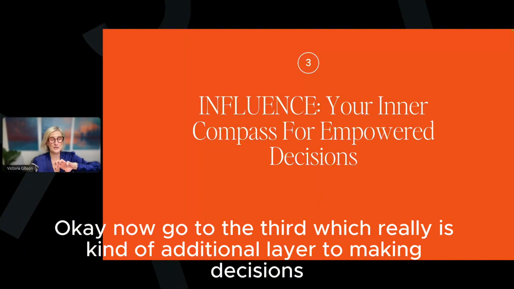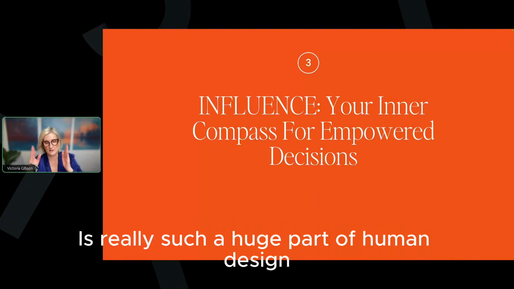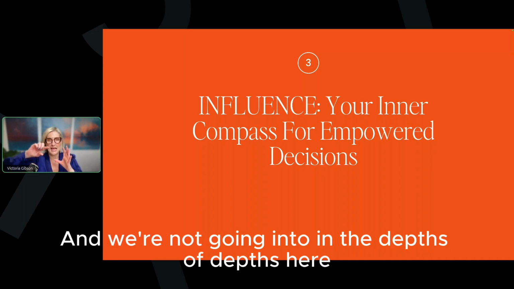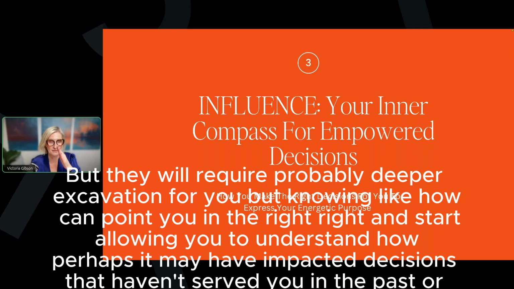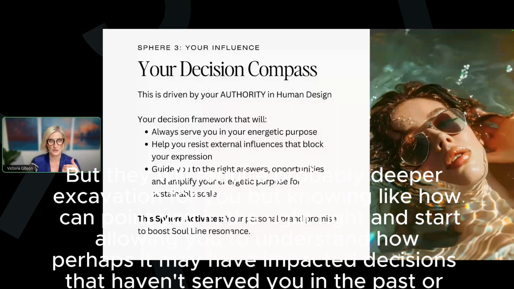Now, go to the third, which really is kind of the additional layer to making decisions. Authority is such a huge part of human design, and we're not going into the depths here. This is more just to keep these spheres together, but to point you in the right direction for using yours. It will probably require deeper excavation for you, but knowing how it can point you in the right way and start allowing you to understand how perhaps it may have impacted decisions that haven't served you in the past or may have been keeping you from sharing your message, okay?